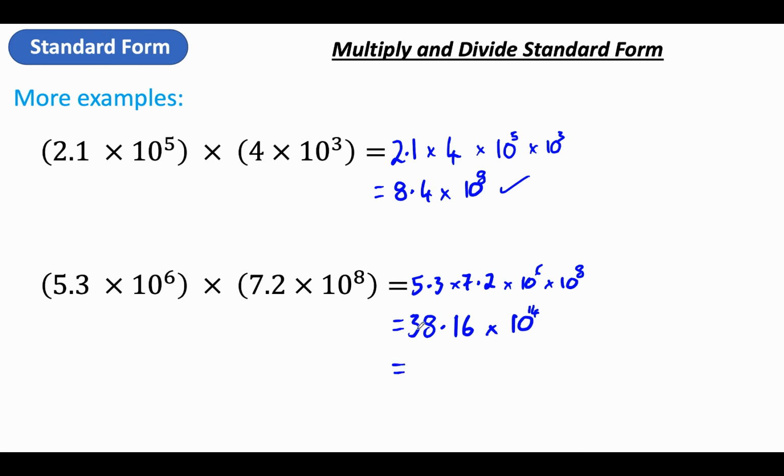Have a little check. Is it in standard form? No, it's not. So I need to adjust it. 3.816. Remember, it's the same digits, just these have been moved one place smaller, which means my power of 10 needs to compensate by getting one digit bigger, or one number bigger. So 10 to the power of 15. 3.816 times 10 to the power of 15.